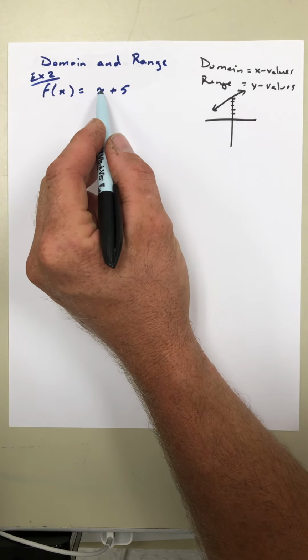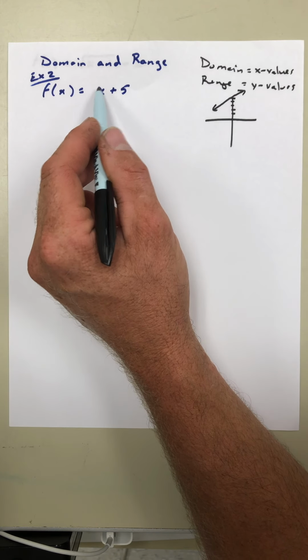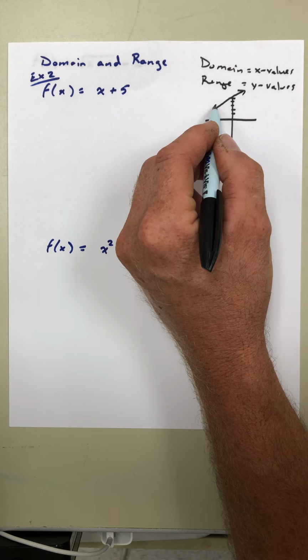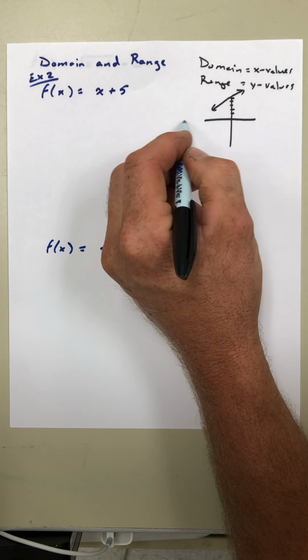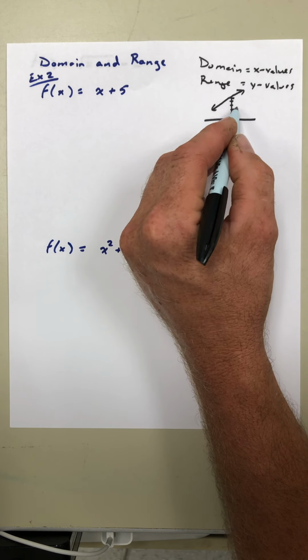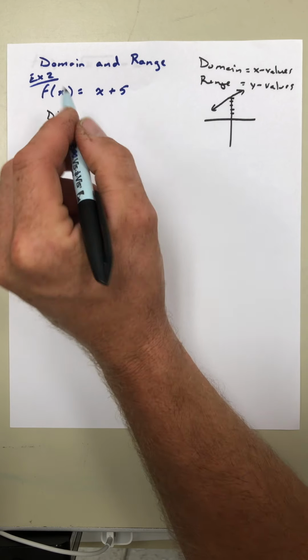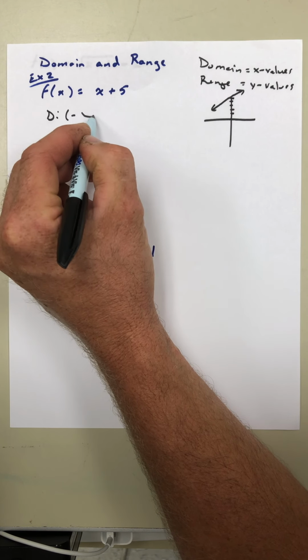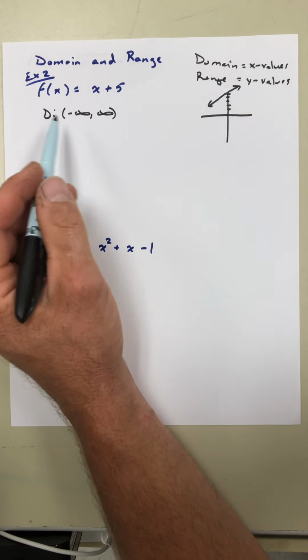So are there any x values that we can or cannot plug in and get something out? And hopefully we see that this continues on forever in both directions. So we'll be able to get any x value on that graph. So our domain, in this case, is going to be negative infinity to infinity. And this is our interval notation.